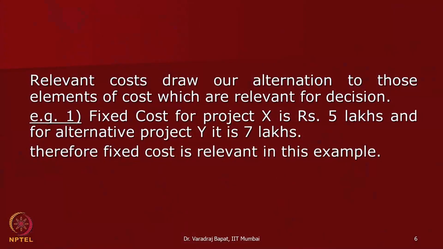Now, relevant cost draws our attention to those elements of cost which are important for the decision. For example, the fixed cost of project X is 5 lakhs and for the alternate project it is 7 lakhs. Since the two projects involve a change in the fixed cost, in this case we can't say that the fixed cost is irrelevant. Fixed cost, at least to the extent of change, will be considered a relevant cost.